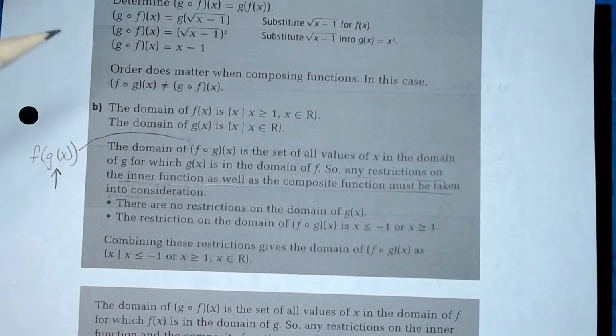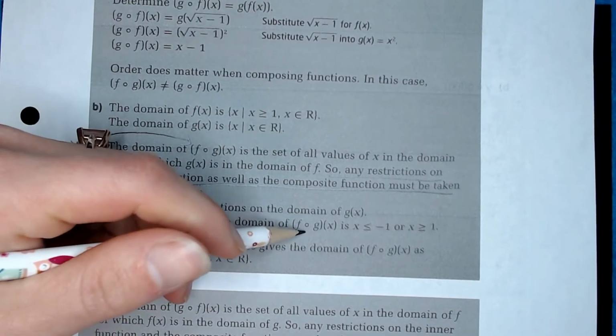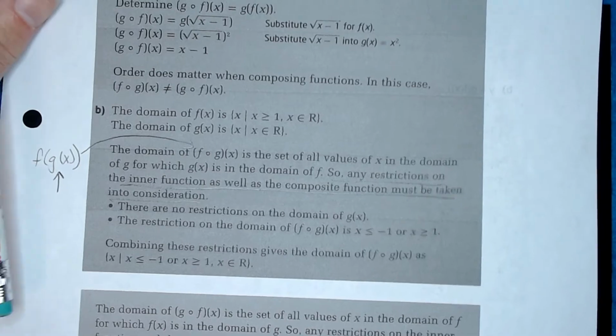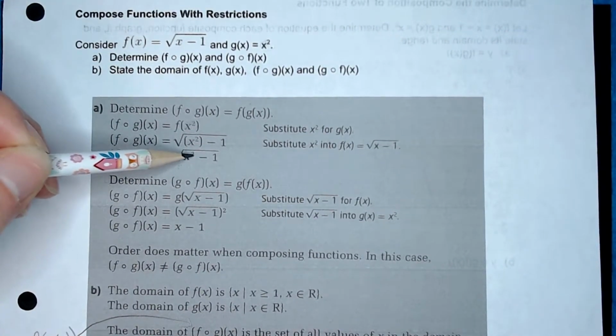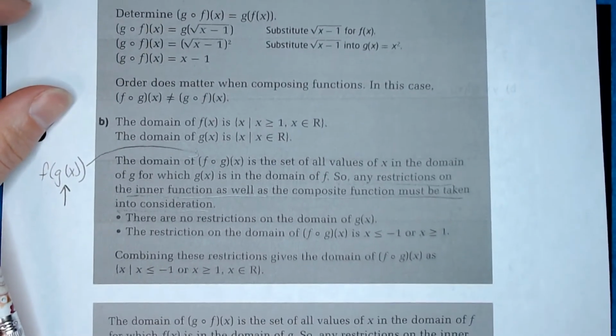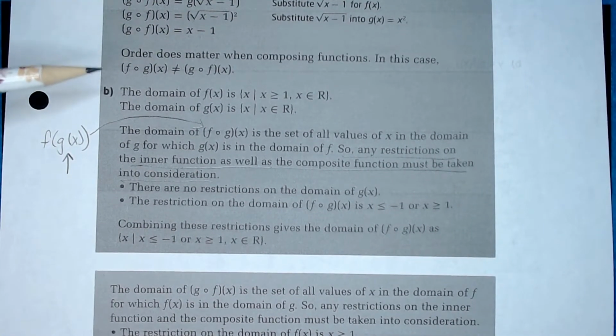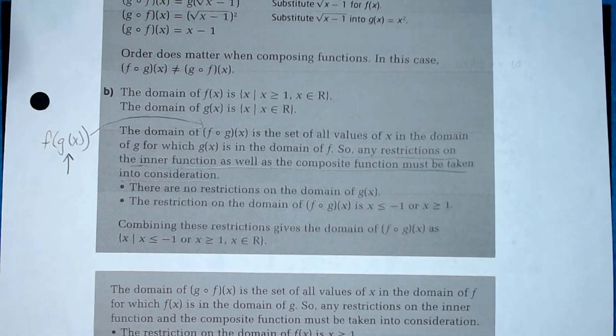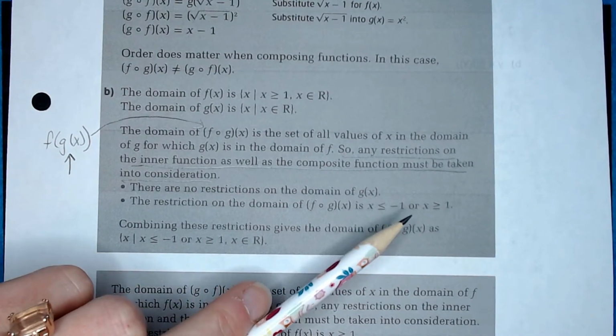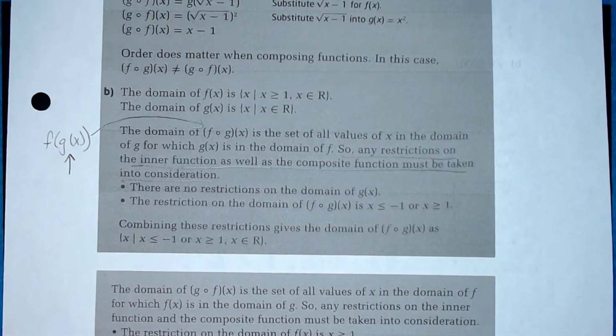G of x does not have any restrictions on the domain. It's negative to positive infinity. However, when we get f of g of x, and if we look up here at the resulting formula, x squared minus 1 square root, we know that the domain is going to fall between positive and negative 1. There will be no defined values. So x is less than or equal to -1, or x is greater than or equal to +1.